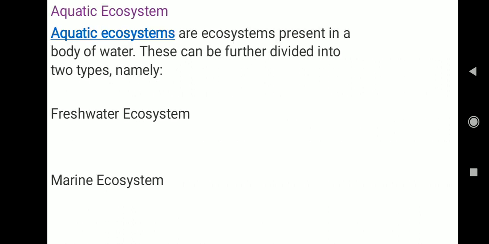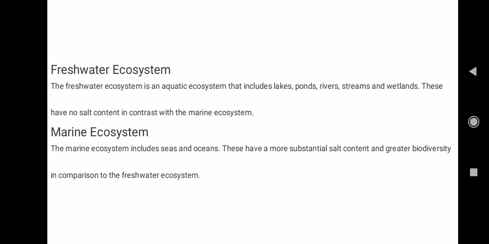What is aquatic ecosystem? Aquatic ecosystems are the ecosystems present in bodies of water, which can be further divided into two types: freshwater ecosystem and marine water ecosystem. Freshwater ecosystem includes lakes, ponds, rivers, streams and wetlands. There is no salt content, in contrast to the marine ecosystem. Marine ecosystem includes seas and oceans. They have more substantial salt content and greater biodiversity in comparison to that of the freshwater ecosystem.